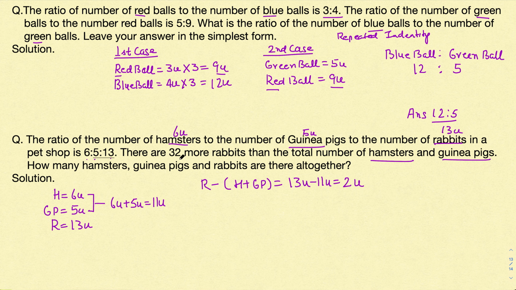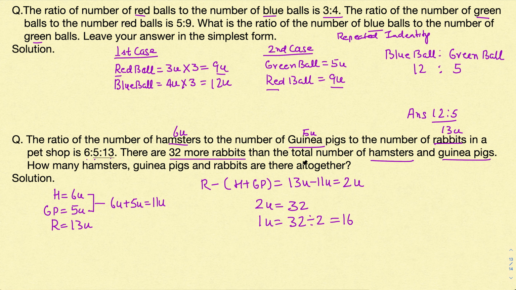And the difference we are given in the question is that there are 32 more rabbits than the total number of hamsters and guinea pigs. In terms of units, there are 2 more units of rabbits than the total number of hamsters and guinea pigs. So we can say 2 units is equal to 32. So how much will 1 unit be? 1 unit will be 32 divided by 2, which gives you 16.